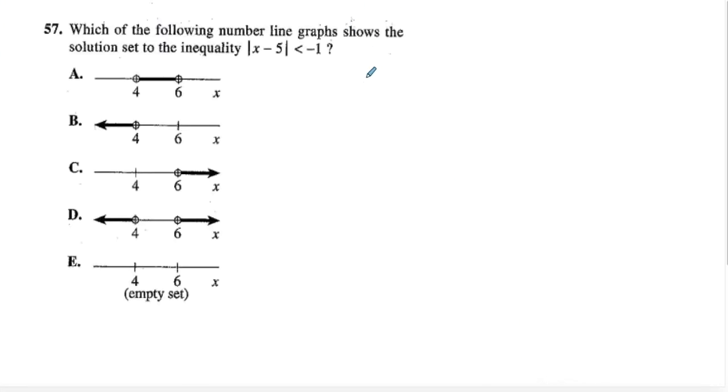Okay, so here we're looking at number 57, which says, which of the following number line graphs shows the solution set to the inequality? So first, I identify that it is an absolute value inequality. So the absolute value of x minus 5 is less than -1. So I want to think about the definition of absolute value being distance on a number line. So no matter what, every value that I put in here, once I take its absolute value, is going to give me a positive number. So it could never be less than a negative number. So the answer would be no solution, so empty set.